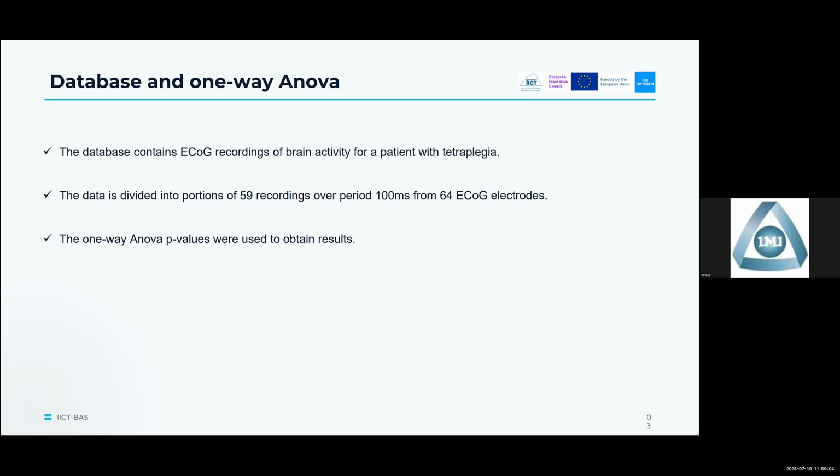The database contains electrocorticographic recordings of the brain activity for patients with tetraplegia. While sitting in front of the PC, the patient watches an avatar. When the avatar state is idle, the patient should be thinking of idle, and when the avatar state is walking, the patient should be thinking of walking. For each of the two classes, idle and walk, the data is divided into portions of 59 records over a period of 100 milliseconds for 64 ECoG electrodes.